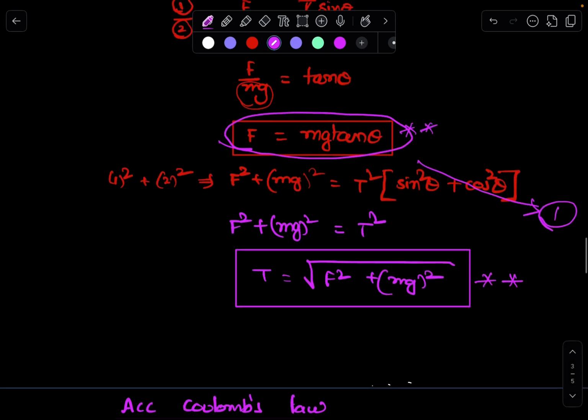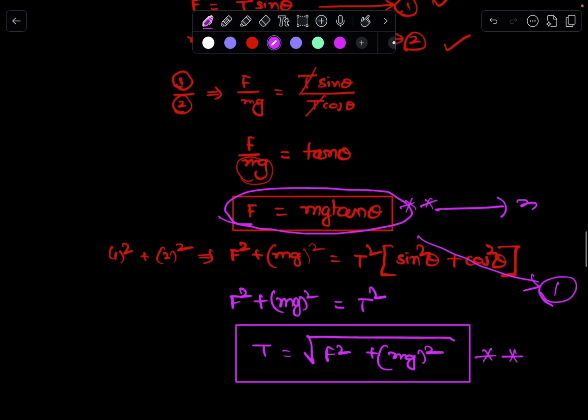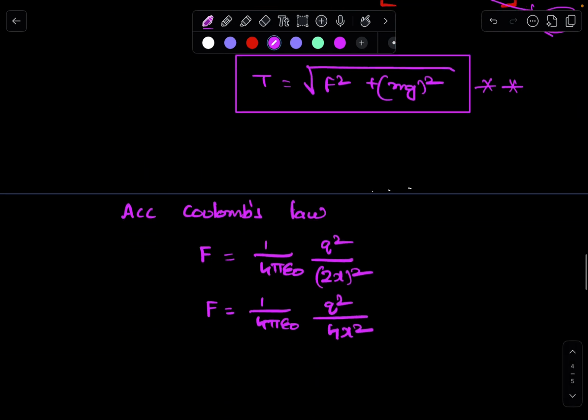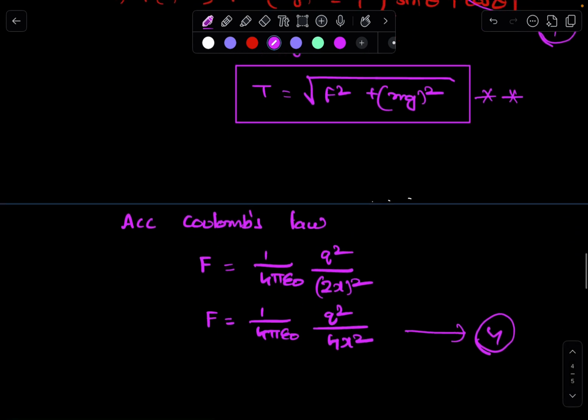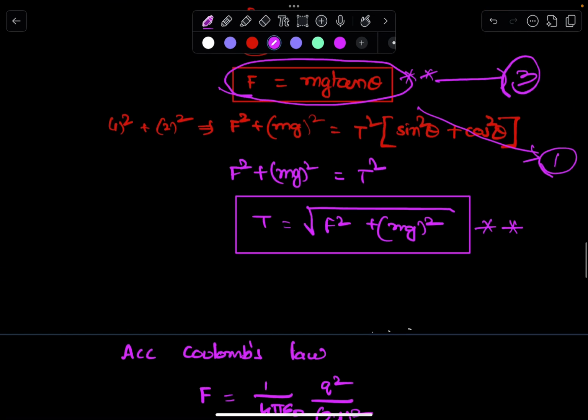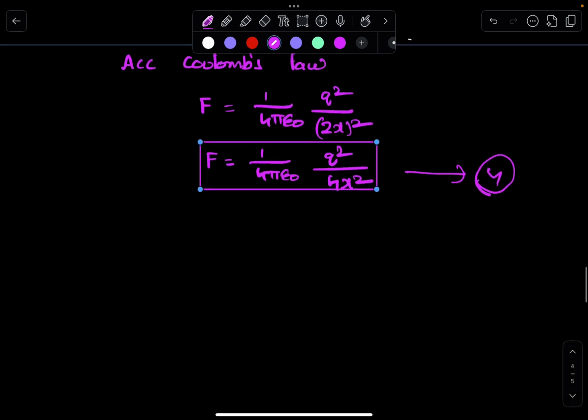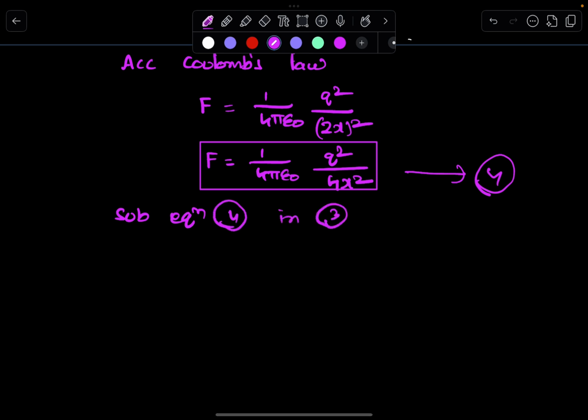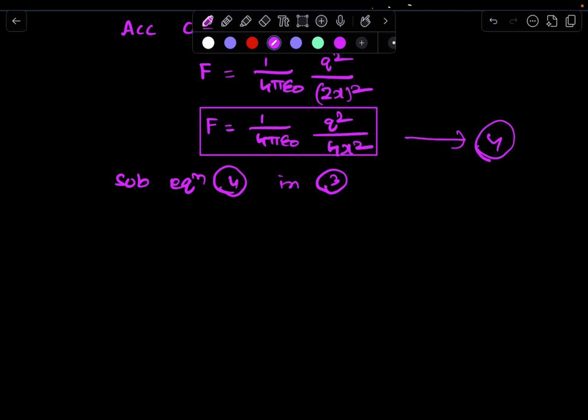Let us assume this is expression 3 and I'm going to take this expression as equation 4. Now this force formula I'm going to substitute in 3. So I'm going to mention here, substitute equation 4 in 3. Therefore, F, as I told you already.